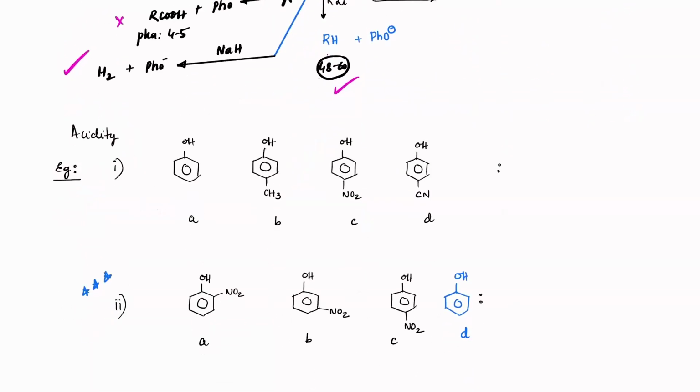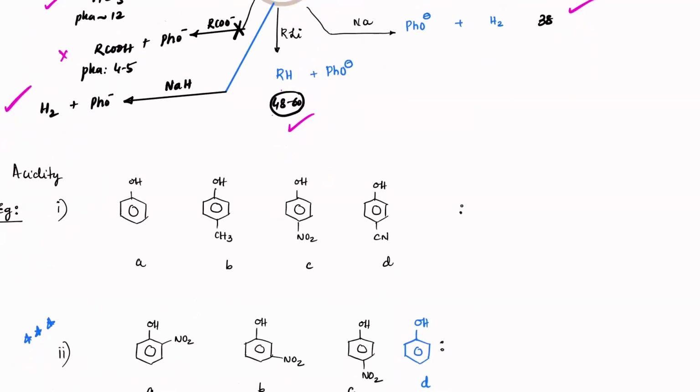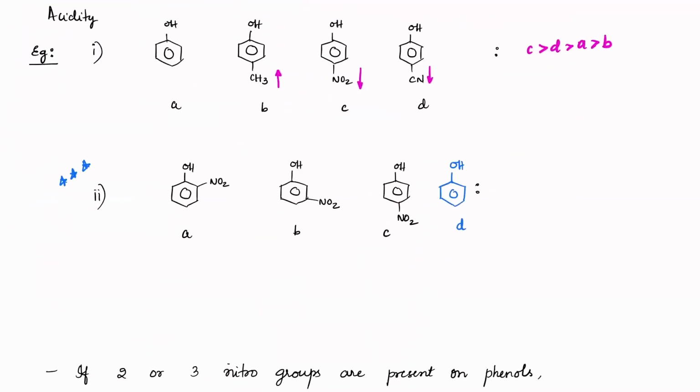If you were to compare the acidic character, these are the same things we learned in GOC. Remember, if you have these four groups, A, B, C, D, and I want to compare acidic character, you just check which one is more donating. CH3 is donating, NO2 is strongly withdrawing, cyanide is strongly withdrawing. Out of that, C will be the most withdrawing, then D, then A, then B. Here NO2 at the ortho position is more strongly withdrawing than at meta, because it offers minus I and minus M. At meta it only offers minus I. Para also offers minus I and minus M.